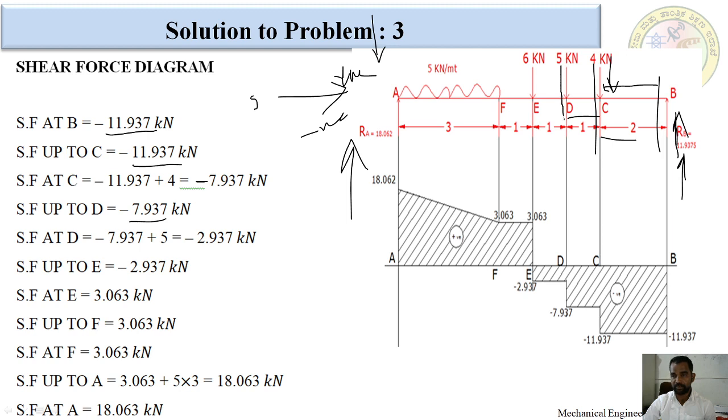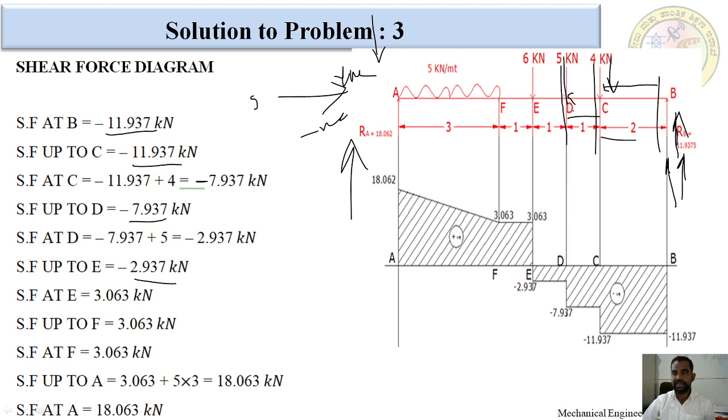And at D point I am going to take a section just to D. We have to consider these forces 5, 4 and 11. This is upward force. Upward force is negative because in right to the section shear force calculation, upward force is taken as negative. But we are not going to calculate here. Up to this point we got negative 7.937 plus positive 5 kilonewton is minus 2.937 value.